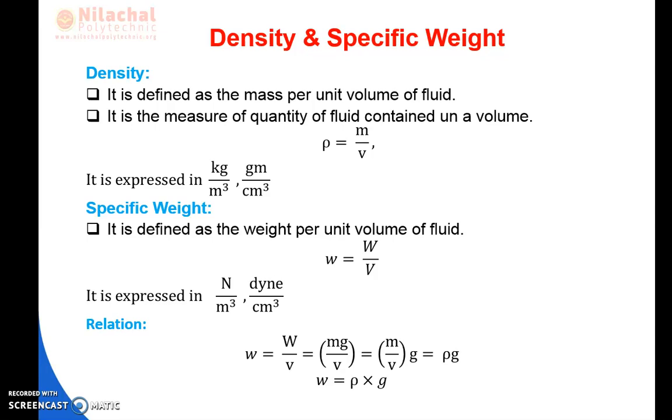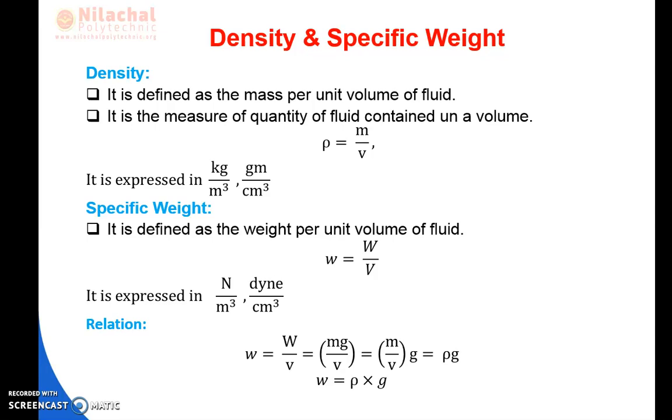We know that while we keep the liquid inside the container, it takes the volume of the container, and density is denoted by the symbol rho. Rho is equal to mass by volume. In SI units, it is kg per meter cube, and in the CGS system, it is gram per centimeter cube. For water, it is 1000 kg per meter cube.